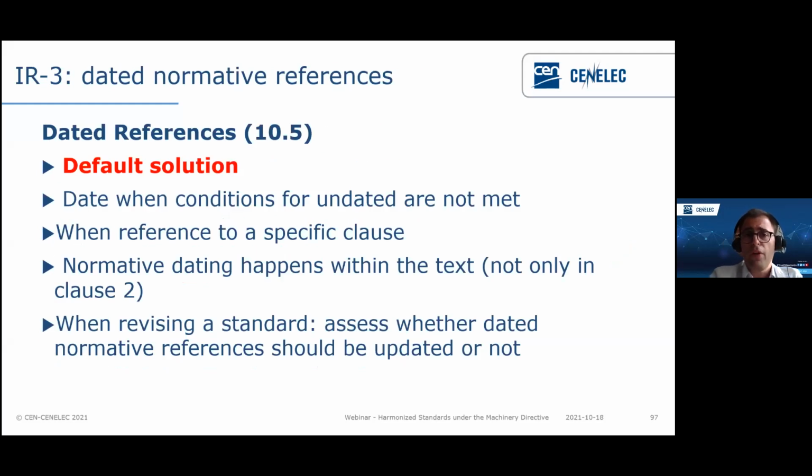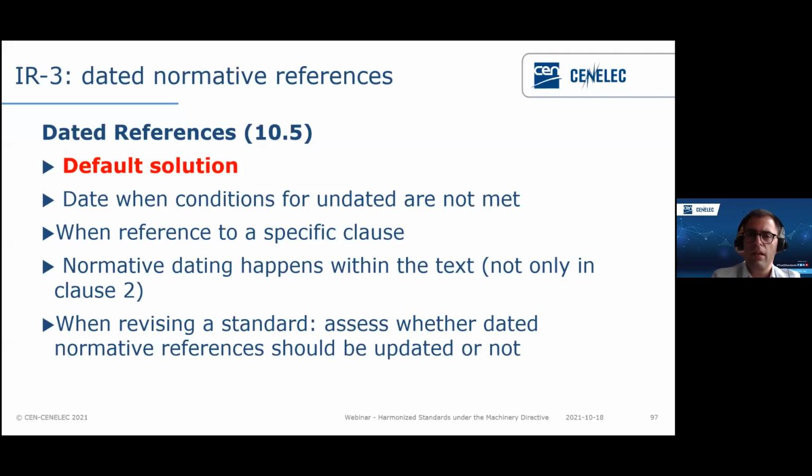So Internal Regulations Part 3 also provides the conditions for dating normative references. So I would say that the default solution is to date the normative reference. Whenever a TC would like to undate the normative reference, and one of the three conditions that I presented in the slide before is not met, this means that the normative reference must be dated. Whenever in the body of the standard, the TC is referring to a specific clause of this normative reference, for example, a text or a figure, this means that the normative reference must be dated.